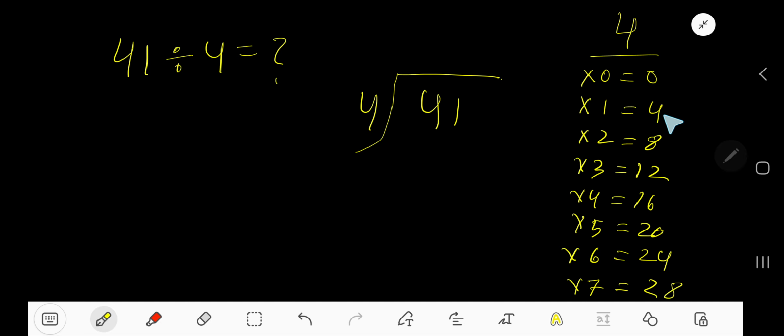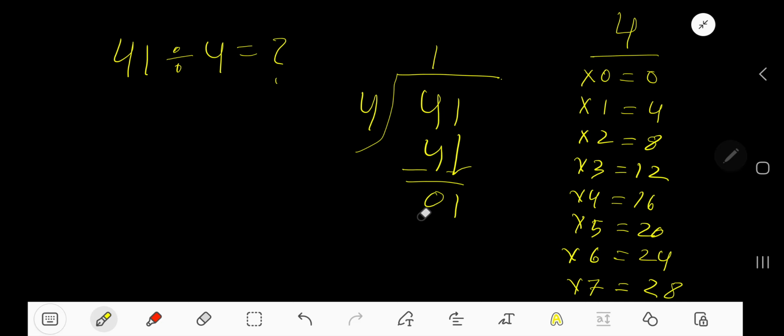0 plus 4, 4. 4 plus 4, 8. 8 plus 4, 12. 12 plus 4, 16. 16 plus 4, 20. 20 plus 4, 24. 4 goes into 4 how many times? 4 goes into 4 one time. 1 times 4, 4.